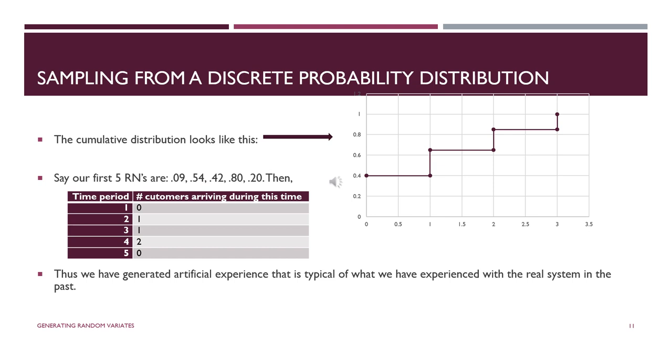In the second time period, 0.54 gives you a 1. 0.42, slightly above 0.4, also gives you a 1. In the fourth time period, we get a 0.8, and that matches to the x value of 2, 2 customers arriving in that time period. And then in the fifth time period, we go back down to 0.